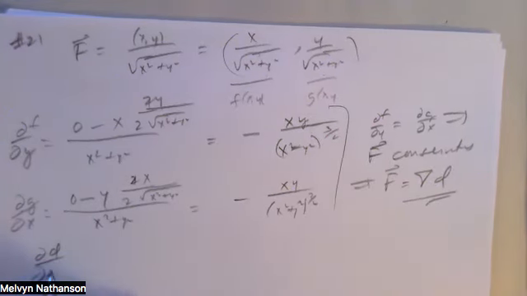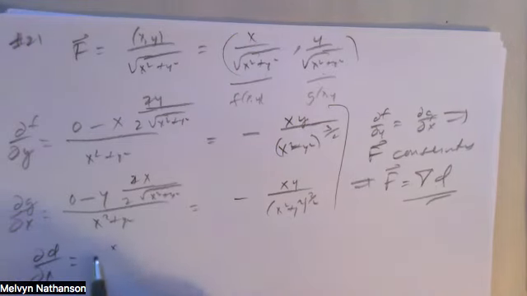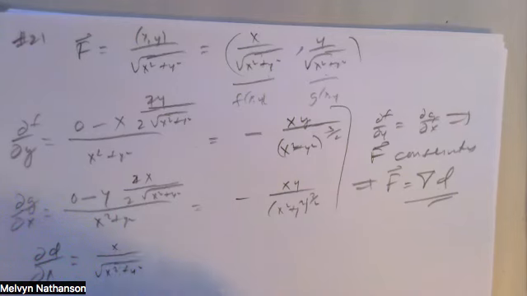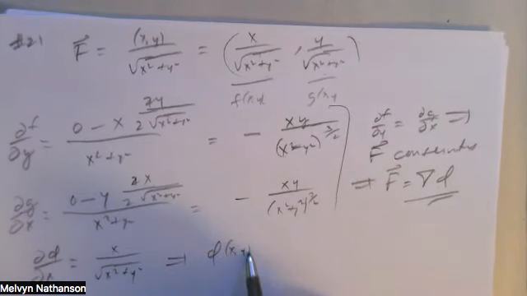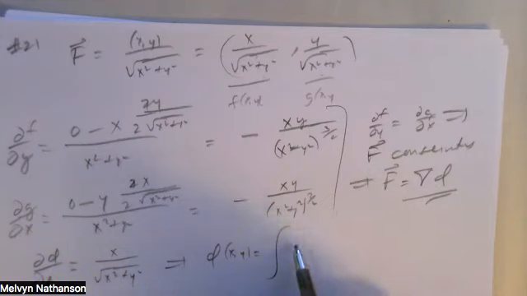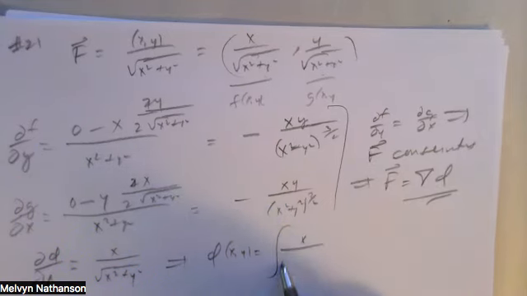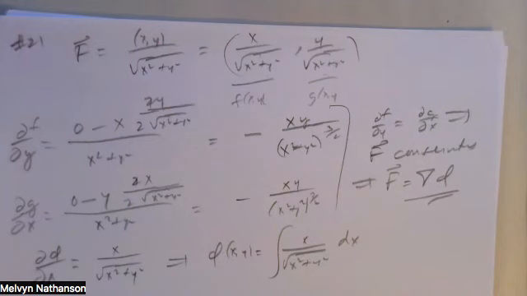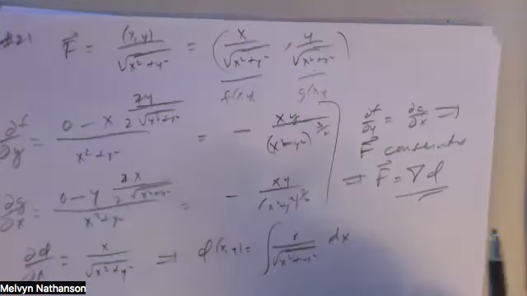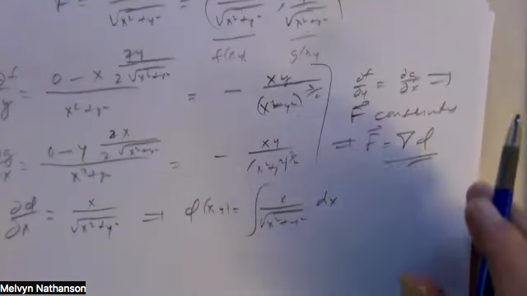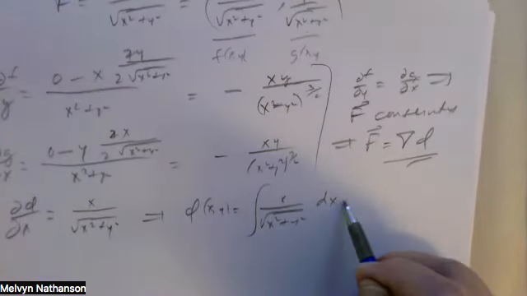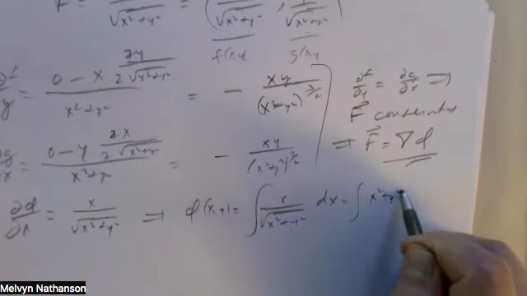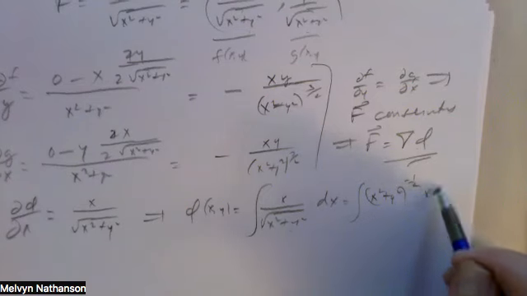The partial of phi with respect to x is the first coordinate, x over the square root of x squared plus y squared. Which means if I integrate, phi of xy is the integral of x over the square root of x squared plus y squared dx. So I have to find the antiderivative of this. And now, unfortunately, we use the fact that you've taken calculus and you're supposed to remember. See, this is the integral of (x squared plus y squared) to the minus 1/2 x dx.